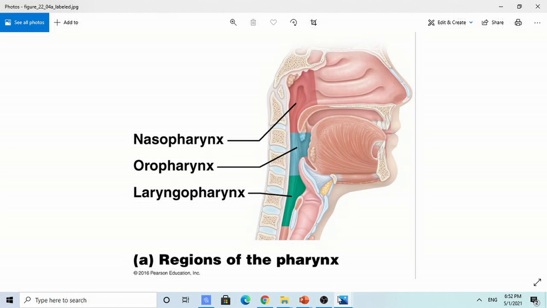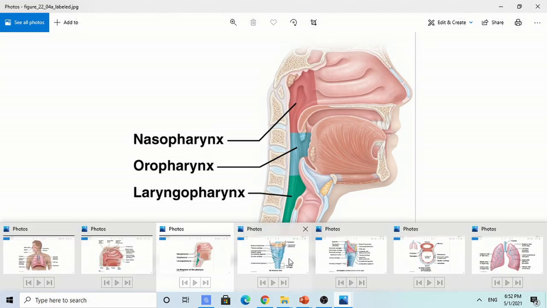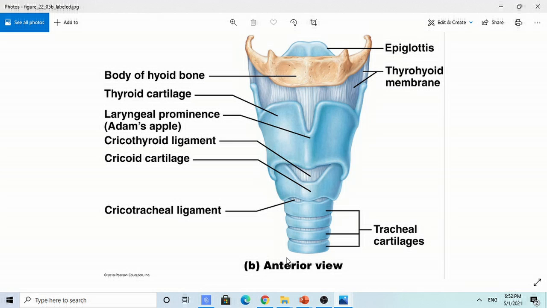So if we take a picture which shows the detailed image of the pharynx, it looks like this when viewed from the front side. Anterior view of the pharynx is this. The larynx is surrounded by hyaline cartilage like the thyroid cartilage, which is this one, the cricoid cartilage, and the rest of the cartilages which surround the trachea are incomplete circles, which keep the airway open or patent.